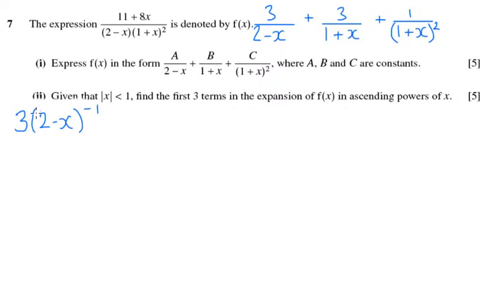to the minus 1. And the first problem is that this isn't a 1, this is a 2. So I'm going to have to take a 2 to the power of minus 1 out of the bracket there. So we've got 3 times the 2 to the minus 1. And then when I divide these two things by 2, I'm going to get 1 minus x over 2. So this we can now expand. 3 times 2 to the minus 1 is 3 over 2.